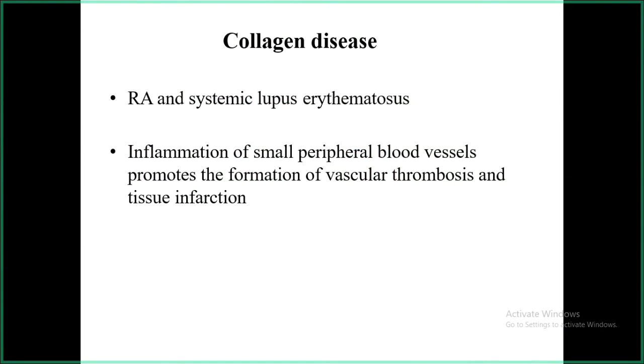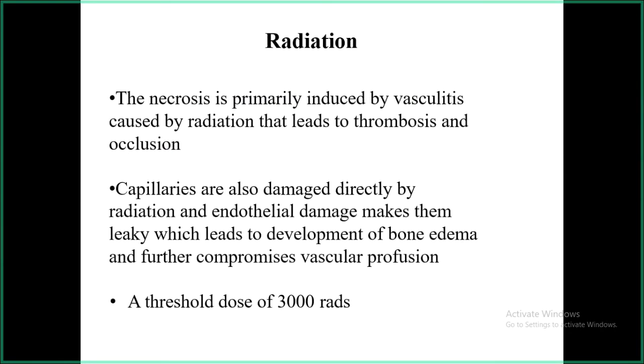Some collagen diseases, most commonly rheumatoid arthritis as well as systemic lupus erythematosus, in which the mechanism may be inflammation of small peripheral blood vessels, which promotes formation of vascular thrombosis as well as tissue infarction. Then radiation. The necrosis is primarily induced by vasculitis caused by radiation, which leads to thrombosis and occlusion. Capillaries are also damaged directly by radiation, and endothelial damage makes them leaky, which leads to development of bone edema and further compromises vascular perfusion. A threshold dose of 3000 rad is permissible.